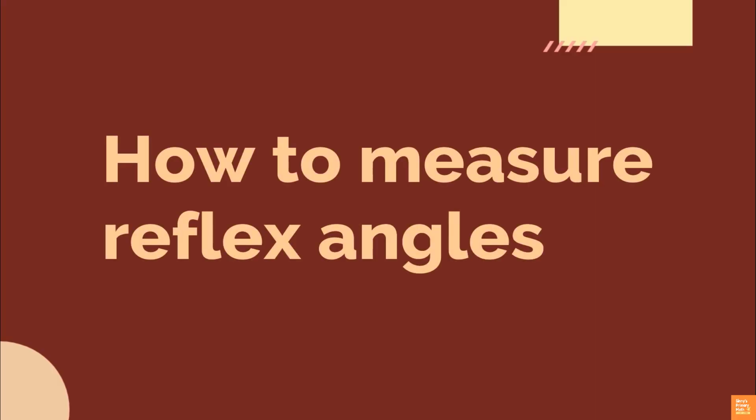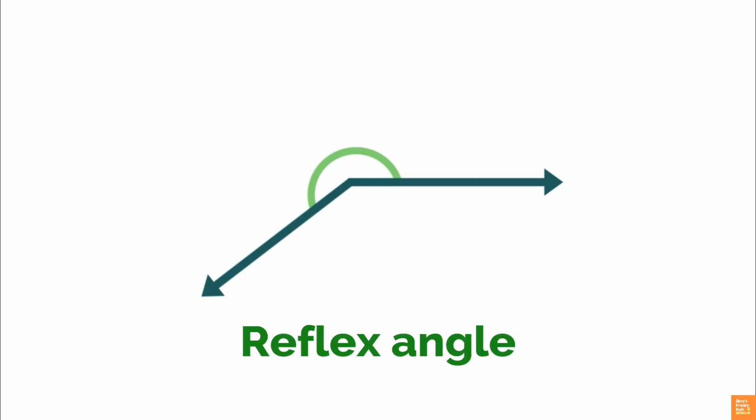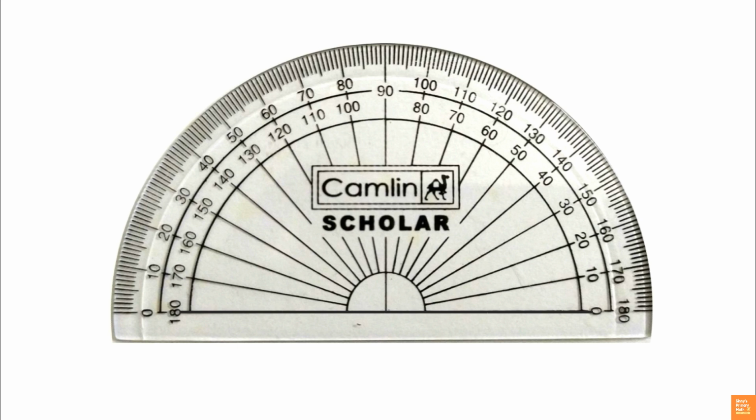How to measure reflex angles? That is, angles that are greater than 180 degrees. Your half circle protractor cannot measure reflex angles directly because its angle measure is greater than 180 degrees. Your protractor's maximum measure is 180 degrees only. Here is an easy way to measure it with the same protractor.